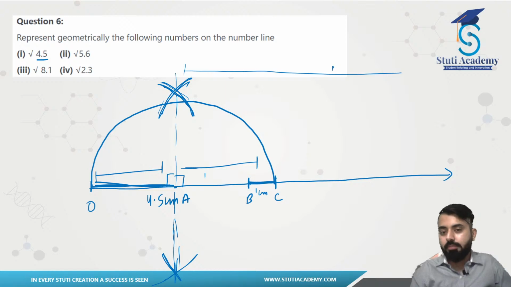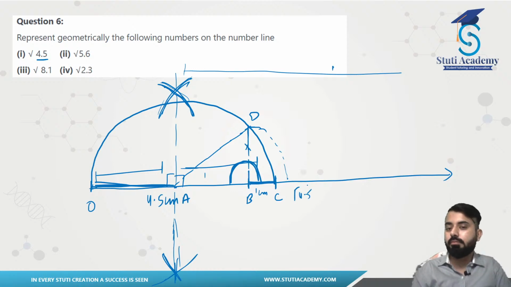Now you have to go back to the point B and draw a right angle here. Right, this is the right angle. Let it intersect the circle at any point. Let's say this is point D. Join that point with your O, or you can join with A. Join this one. Then this extended line will be what? This point will be your square root 4.5. I hope you guys understand this. So this extended line will be your square root 4.5.